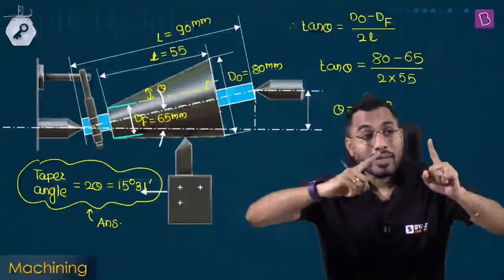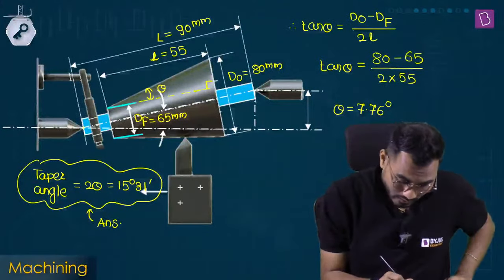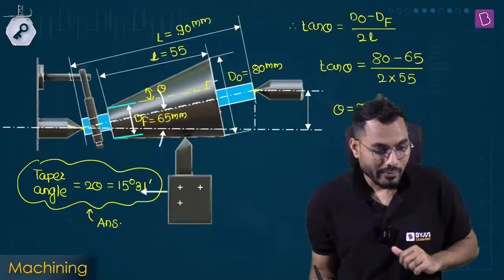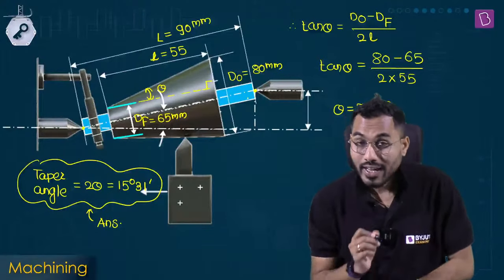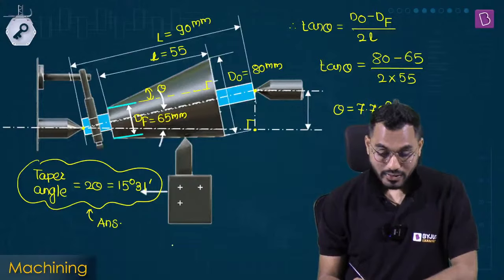Offset has to be calculated based on the entire length of the body. So from here to here, the length of the workpiece, capital L, is exactly equal to 90 mm. This forms a right angle triangle.